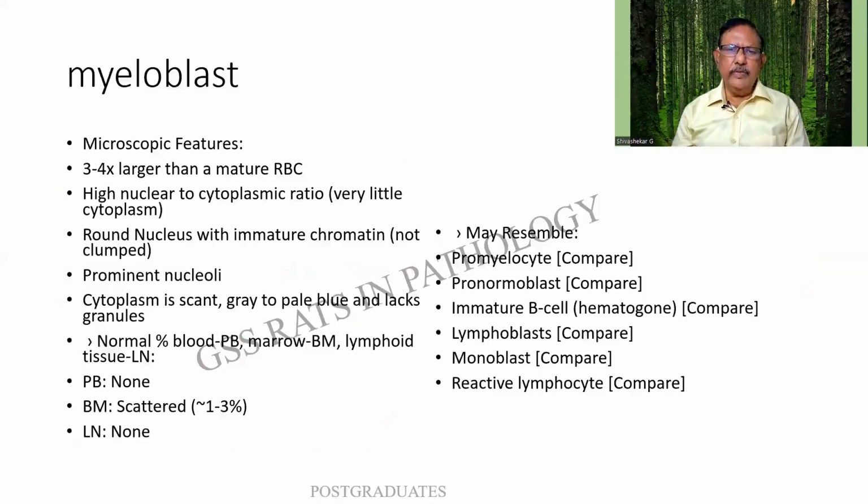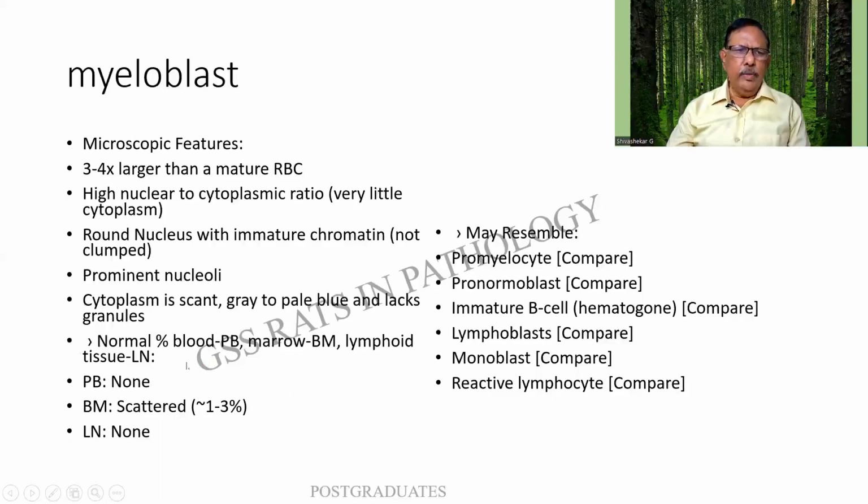So these are the features of the myeloblast. It is about 3 to 4 times larger than the RBC. High NC ratio, therefore very little cytoplasm. Round nucleus with immature chromatin. Sometimes you find that the nucleus will be convoluted. That is more important. Prominent nucleoli, cytoplasm is scanty, gray to pale blue. So this is an important feature of it. And it lacks granules. The normal percentage in the peripheral blood, the bone marrow, and the lymphoid tissue should be known.